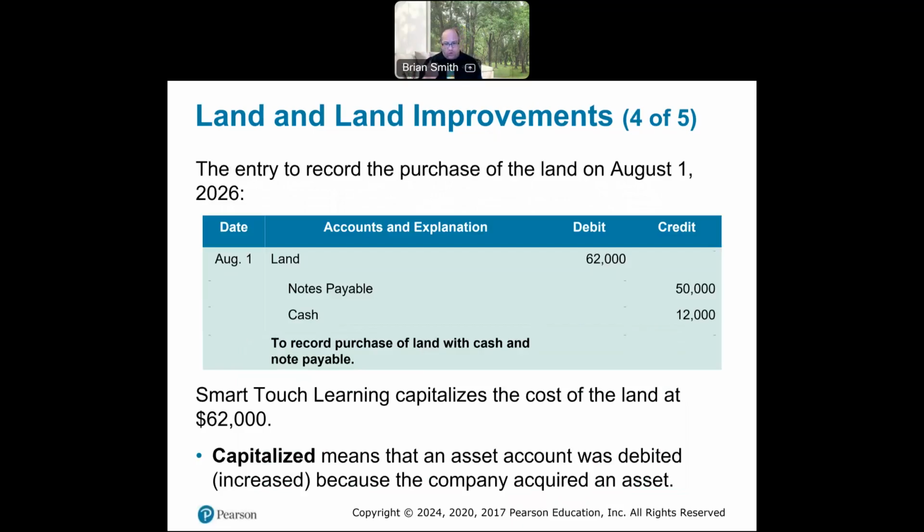When we do the journal entry to record it, we're going to debit land because it's an asset, and then we're going to credit whatever means it took us to get that. And apparently here we financed $50,000 and we had a $12,000 down payment.